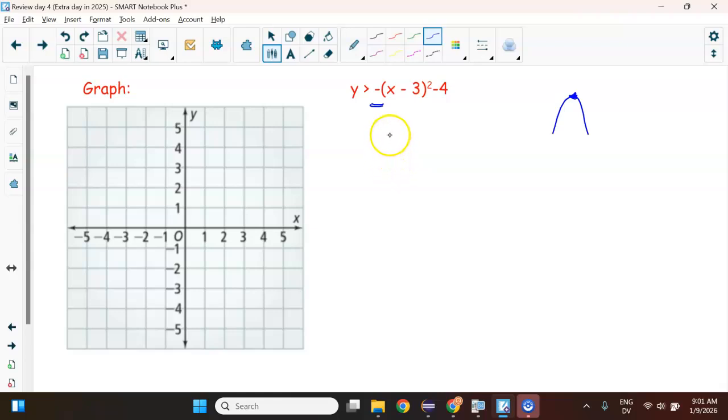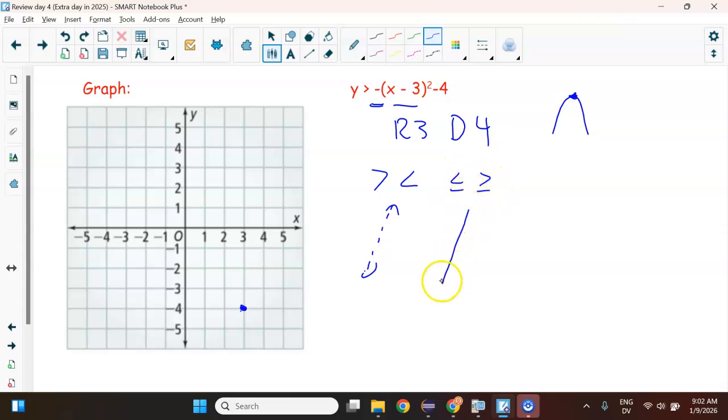And then this is just our transformation stuff. So this one just goes right 3, down 4. Remember the left to right is opposite inside here, and the up or down is as it appears. So we're going to go right 3, down 4. And again, it's upside down because of the negative. Oh, I forgot to say this part. If it is no equal to, you draw a dashed line or U, because the points on the line don't count. And if it's a solid one, if there's an equal to underneath, you draw a solid line because the points on there count.